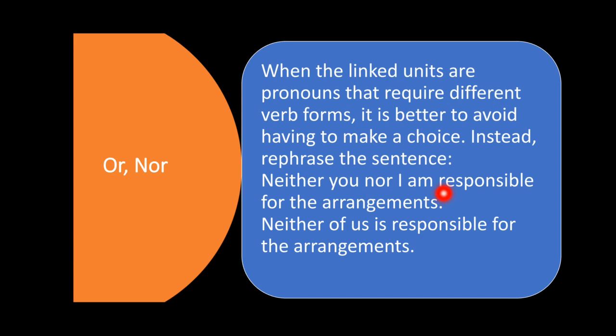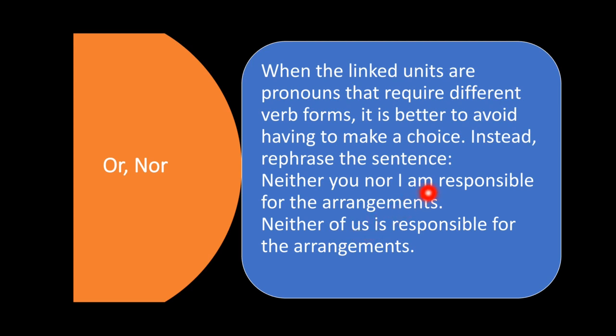If you get confused about which is the correct verb form here, should I use am or should I use are? Neither you nor I are responsible, or am responsible, for the arrangement. So it's better to rephrase the sentence in this way: Neither of us is responsible for the arrangement. So here you clear the confusion, right?